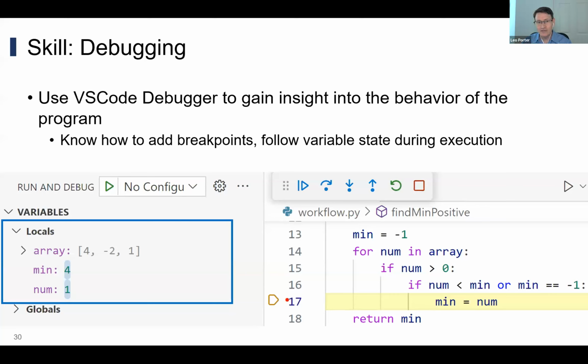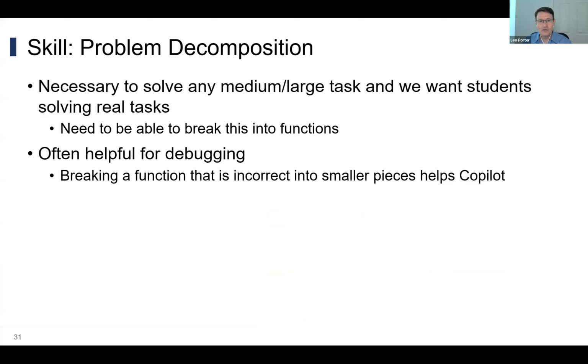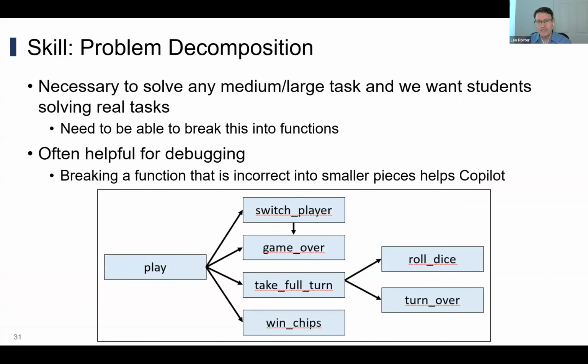The next skill is problem decomposition. And so students need to be able to take a large task and break this into smaller pieces. Their goal is to create a design where each function is solvable by Copilot. So the example here is decomposing the task of creating a basic video game into smaller functions, each of which was then solved by Copilot with just a little bit of assistance.